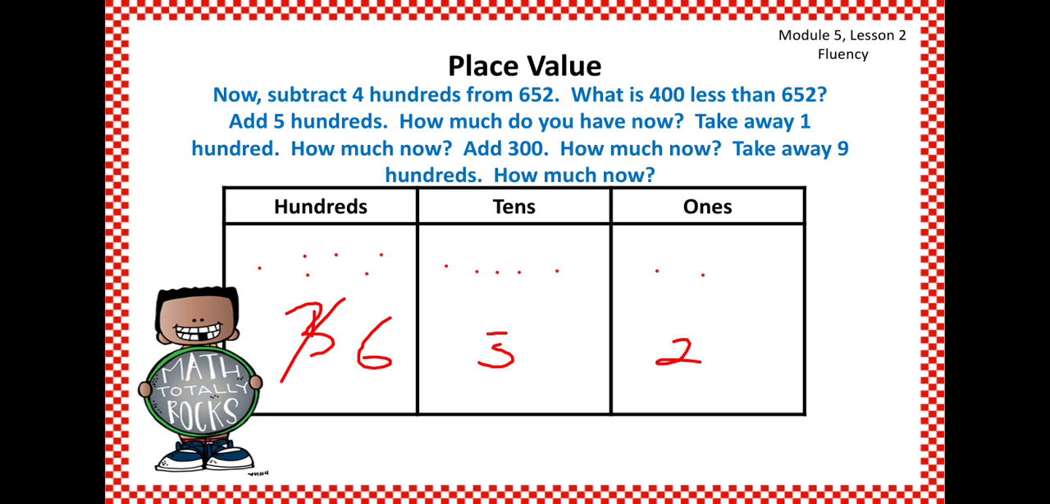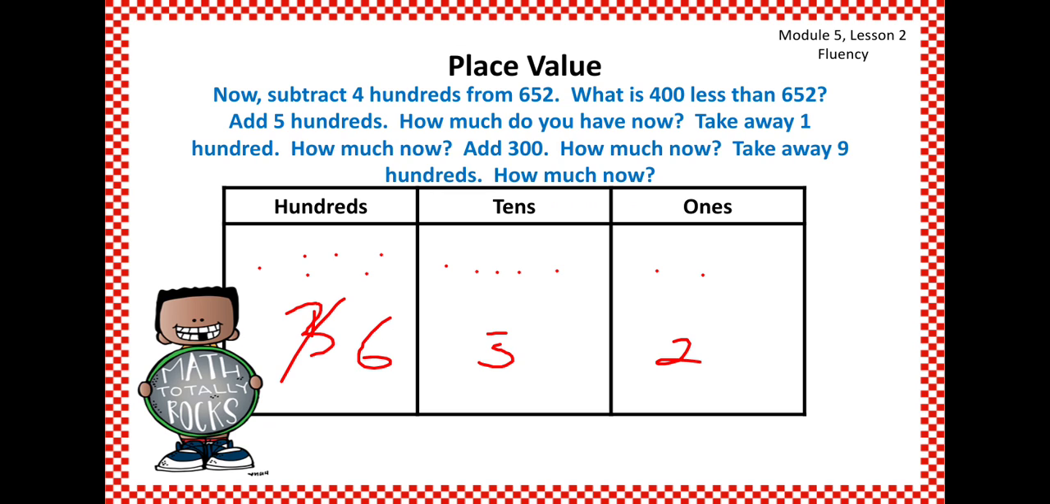Now, subtract 400 from 652. What is 400 less than 652? Add 500. How much do you have now? Take away 100. Now, how much? Add 300. How much now? Take away 900. How much now? Now, let's do the 400 less than 652.